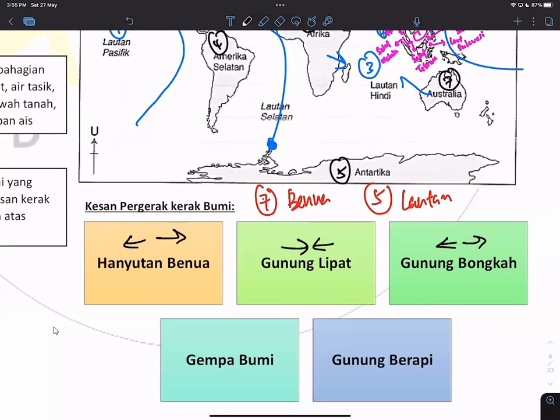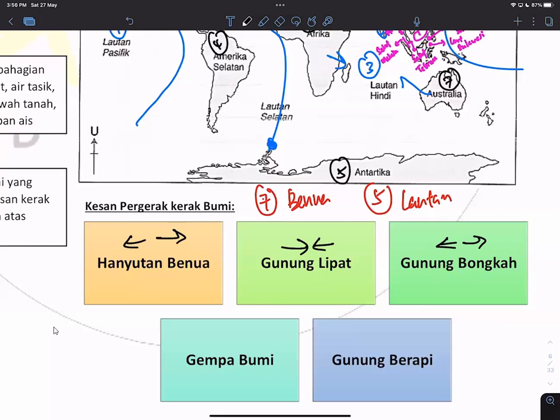Imagine this is a flat surface. After the plates try to stay away from each other, it is known as Gunung Blok. Let's say, for example, the Grand Canyon. You know why it's the Grand Canyon, right? It's supposed to be flatland, but after the plates try to separate, known as pencapahan, they form Gunung Blok.